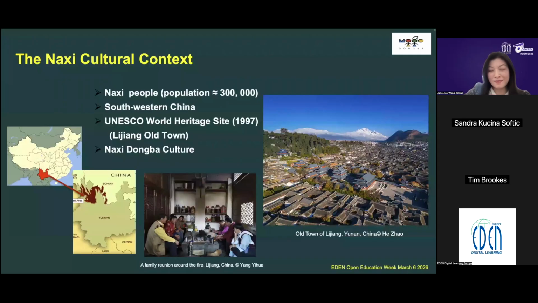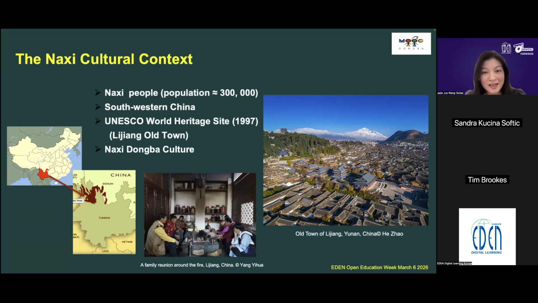Before I present the Dongba script, let's start with Naxi people, to whom the Dongba script belongs. Naxi people is an officially recognized ethnic minority in China with a population of about 300,000 people. They're mainly located in southwestern China, for example, in Yunnan province here, and Sichuan province and some parts of Tibet. And especially in Lijiang city, as you can see here on the screen. The Lijiang Old Town was listed as a UNESCO World Heritage Site in 1997 for the historical and cultural significance of the region.